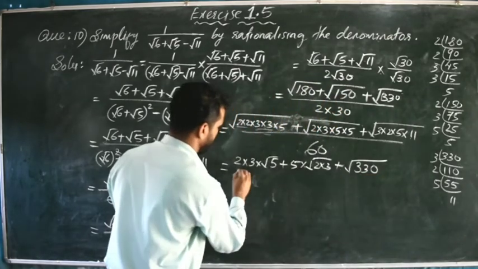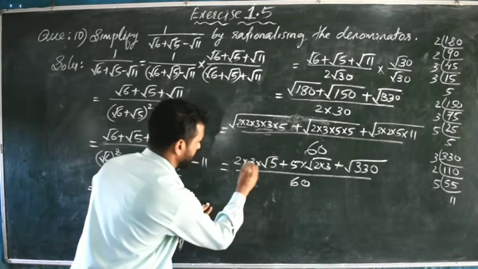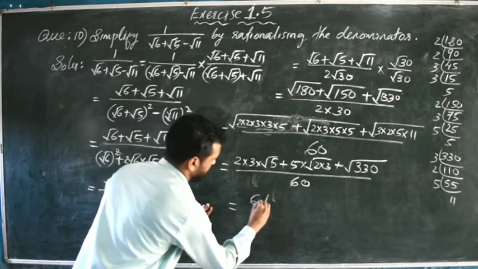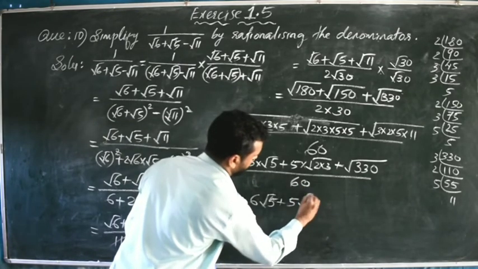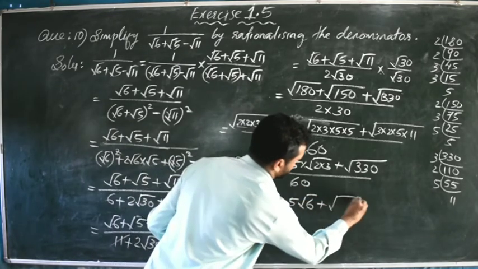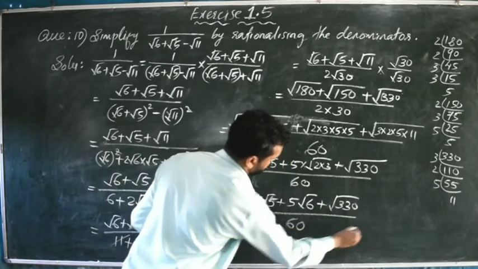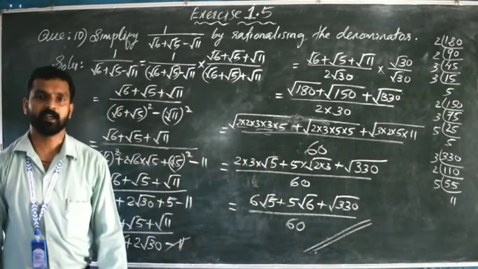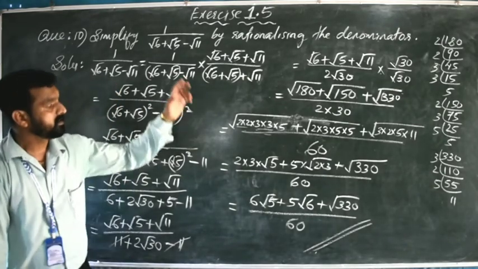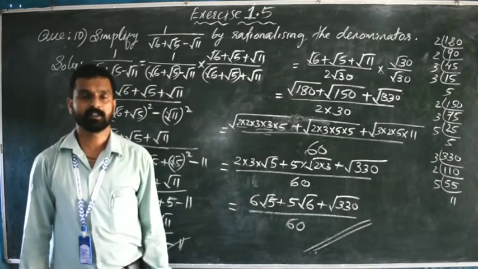We cannot take out anything, then divided by 60. That is equal to 2 3s are 6 into root 5, 6 root 5, plus 5 root 6, plus square root of 330, divided by 60. That is the answer. Now the denominator has become a rational number. So this is the end of exercise 1.5. Next portion we will study in the next video.